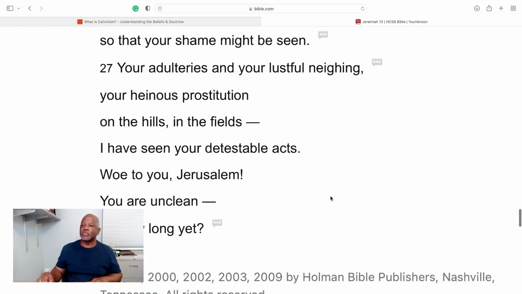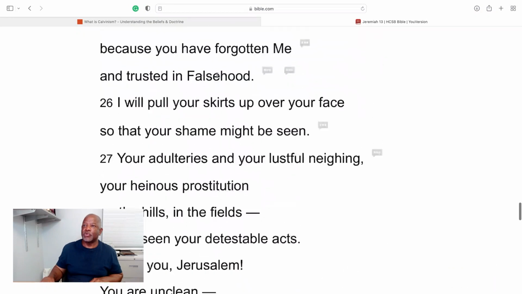All right, I'm just going to look at verse 27. He says, your adulteries and your lustful neighing, your heinous prostitution. Now, who is he referring to here? He says, on the hills, in the fields, I have seen your detestable acts. Woe to you, Jerusalem, you are unclean. For how long yet?